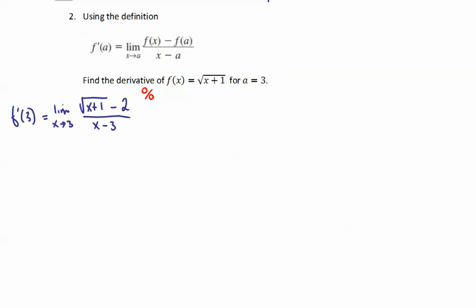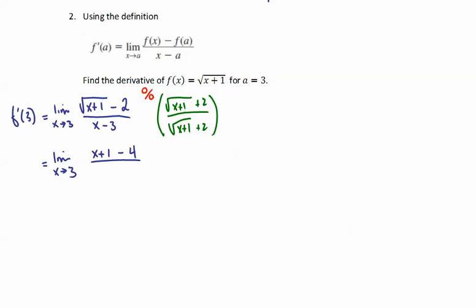So if I go ahead and multiply top and bottom by the quantity square root of x plus 1 plus 2 over square root of x plus 1 plus 2, we will get limit as x approaches 3. Square root of x plus 1 times square root of x plus 1 is just x plus 1. And then square the second term, minus the square of the second term, which would be 4. Make sure you square that second term. This is a difference of two squares: first term squared minus second term squared. All over the quantity x minus 3 times square root of x plus 1 plus 2.